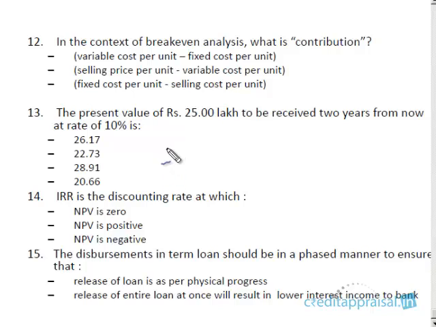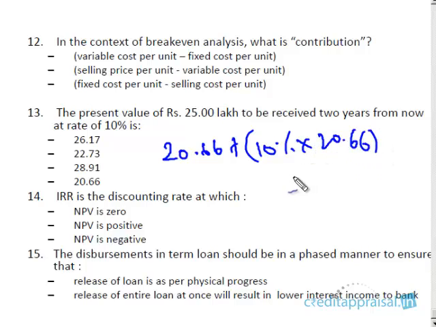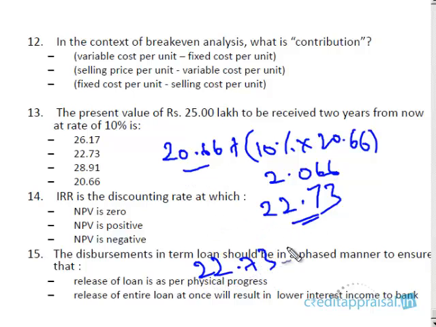Why? You see here, if you invest 20.66 for 1 year at the rate of 10%, this is the interest portion. You will earn an interest of 2.066. Put together, after 1 year, 20.66 will grow to 22.73. Then the 22.73, if you again reinvest at the rate of 10%, will earn 2.273, and this will become 25.